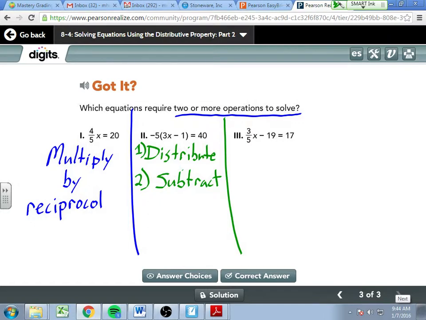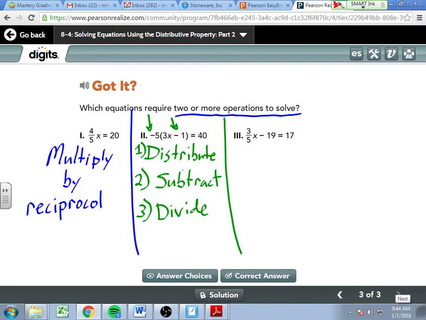Isaiah? Because the -5 is negative and the 1 is also negative. When we distribute, the negative times the negative would make it turn into a plus. So then we would actually subtract. And the last thing we would do would be to divide. So that one takes 3 steps.